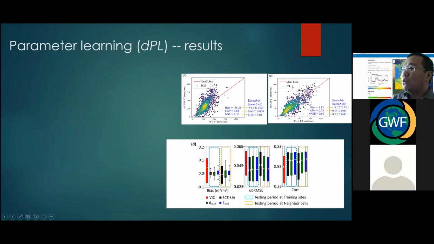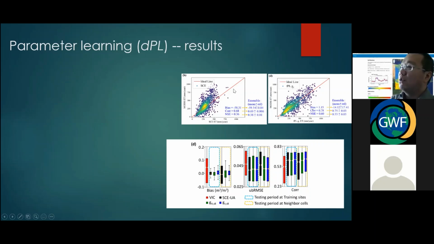So we also compare it in terms of spatial extrapolation. This is evaluated on the neighbor. This is the training sites, and this is the neighbor test site. Going from here to here, you notice that SCE-UA has a noticeable bump up in the error. Whereas for our two schemes, both of these are our DPL schemes, you almost don't notice any changes, right? So it's flat. That means the spatial generalization is better.